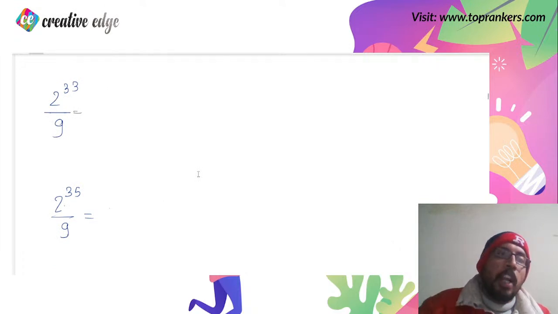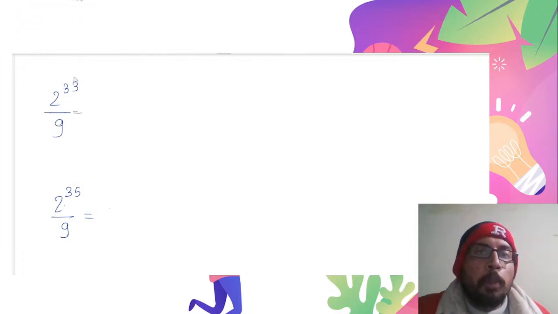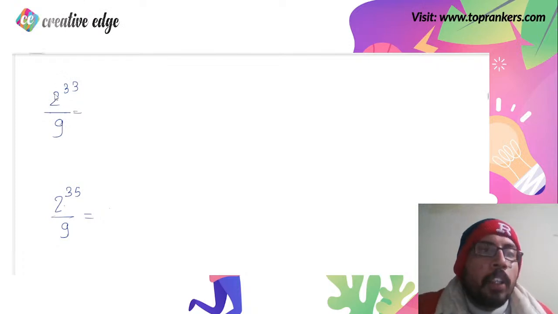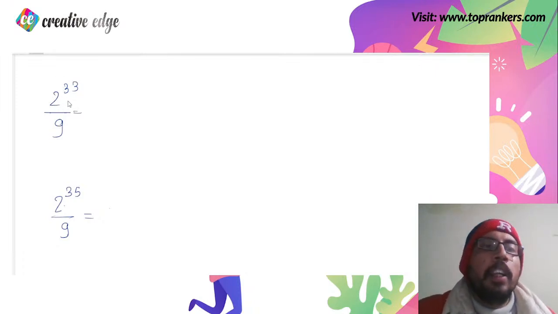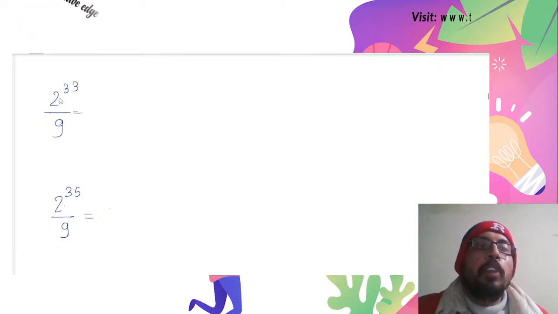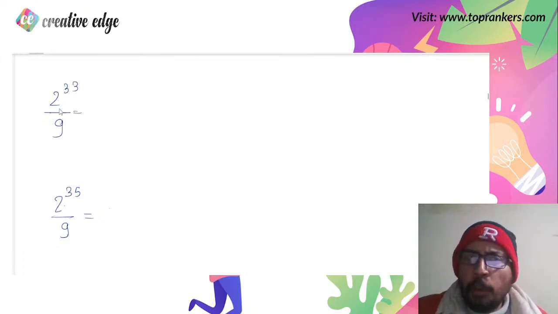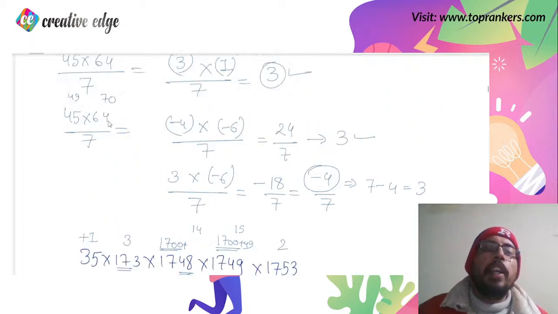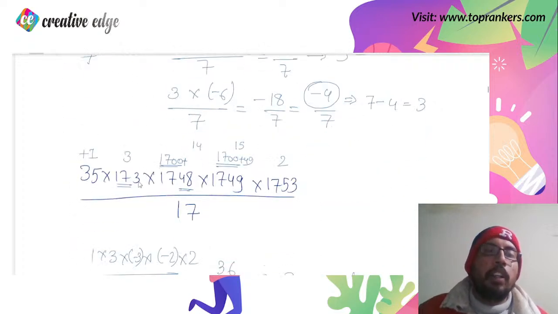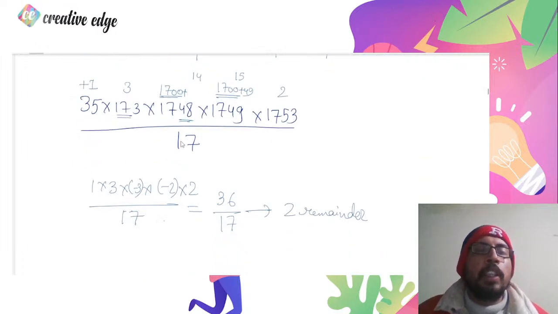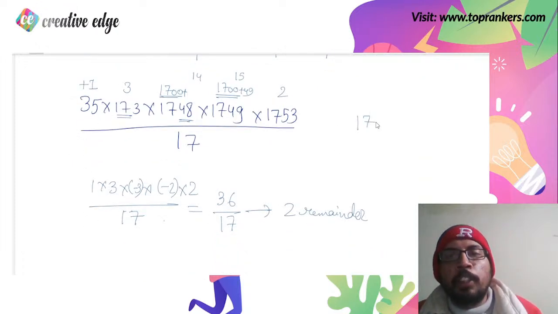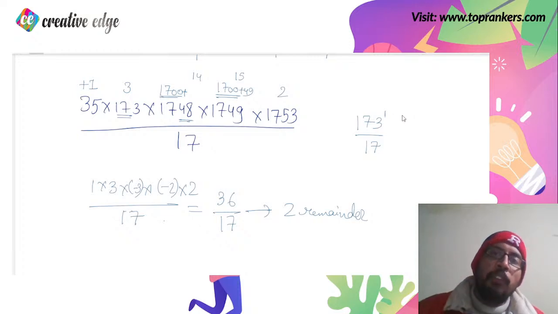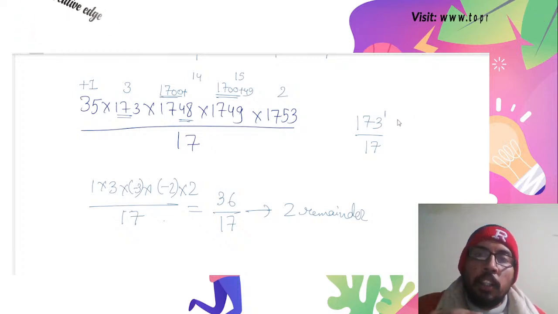Now this is the next type of question where I will be finding 2 raised to the power 33 upon 9. So, whenever you deal with power, anyhow you try to make the difference between numerator and denominator to be 1. Why do we do so? In our previous question, when I was doing 173 upon 17, this 173 has power 1 only. So it was not very difficult for me to calculate the remainder in this case.